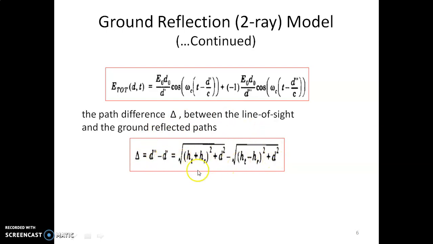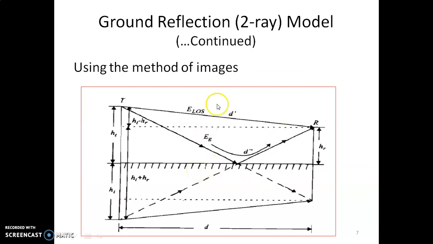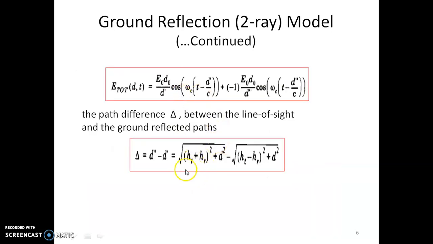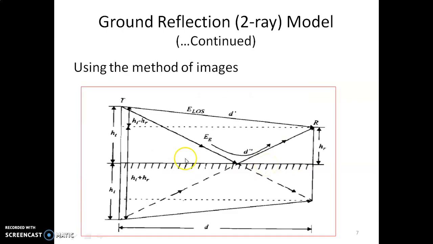So by using this diagram and your trigonometric formulas, you can calculate this value: root of (ht plus hr) the whole square plus d square, minus root of (ht minus hr) the whole square plus d square. So this is ht, this distance. Actually this whole distance is the height of the transmitter. This is the height of transmitter. So this is the height of receiver.